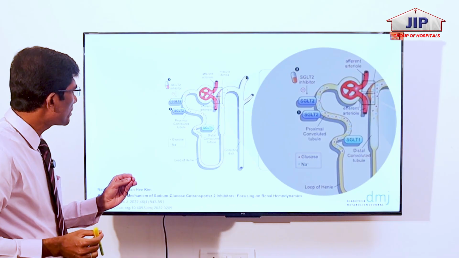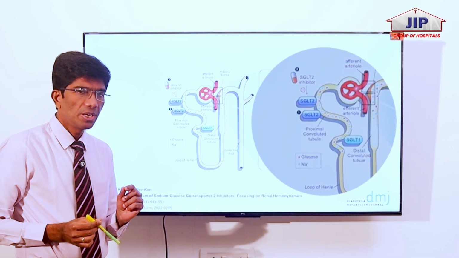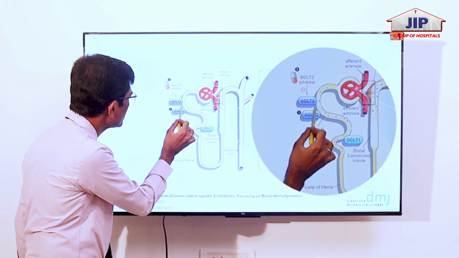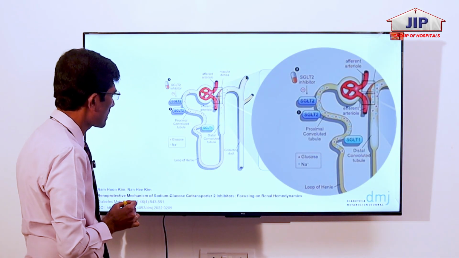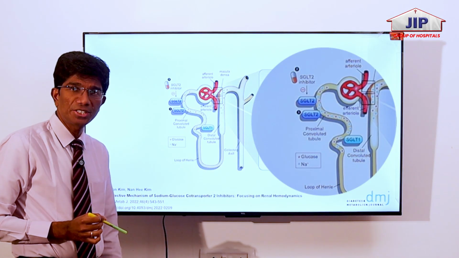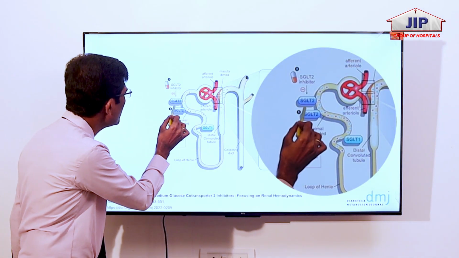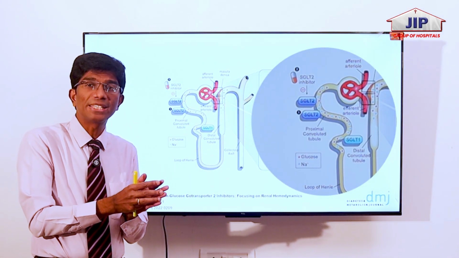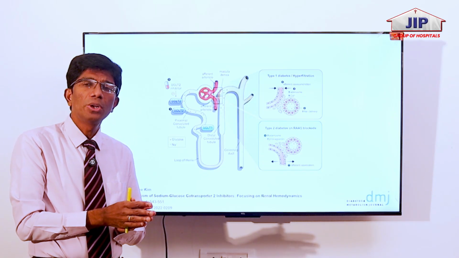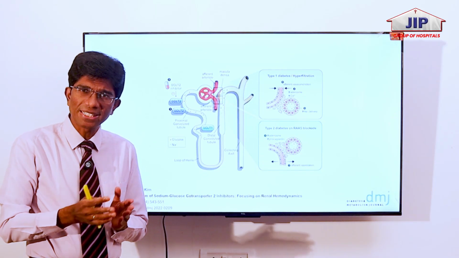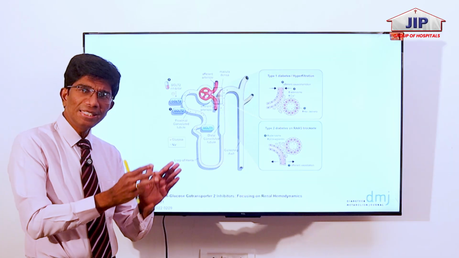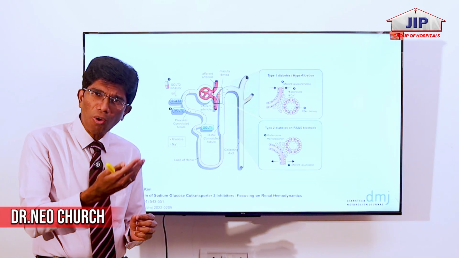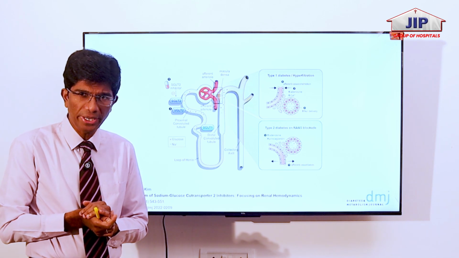So what do SGLT2 inhibitors do? SGLT2 inhibitors inhibit the function of the SGLT2 transport proteins. So what is the consequence? When SGLT2 is inhibited, 90% of the filtered glucose is not absorbed. So glycosuria occurs; glucose is excreted in the urine. Since it is a glucose and sodium cotransporter, sodium also is excreted in the urine.